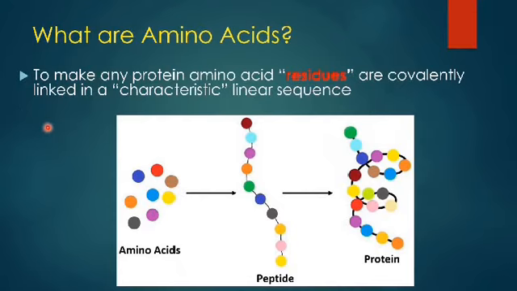To make any protein, amino acid residues are covalently linked in a characteristic linear sequence. The word residues here refers to the loss of a water molecule, which takes place when one amino acid is joined to another, making a peptide bond.